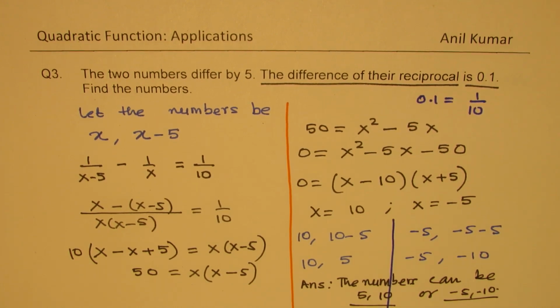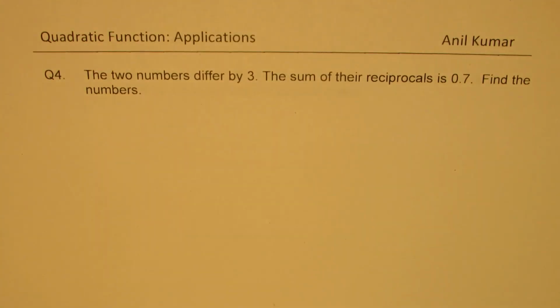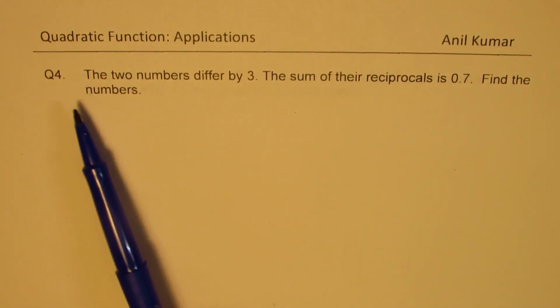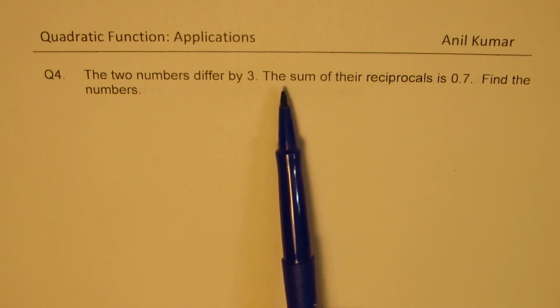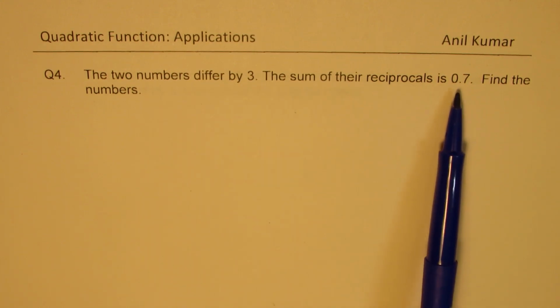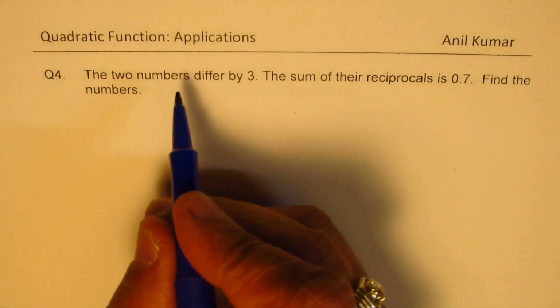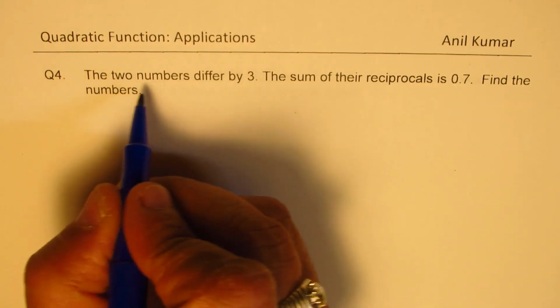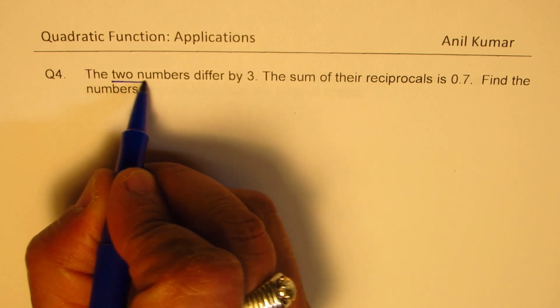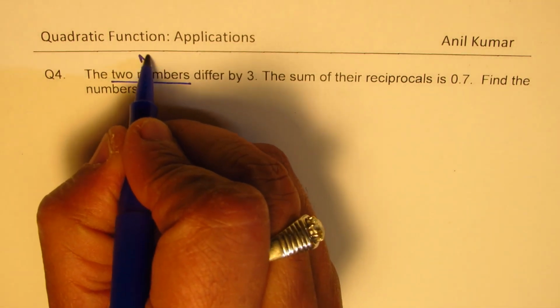Now the next question is very similar. So I'll actually change the next question a bit. And this question now is, the two numbers differ by 3. The sum of their reciprocals is 0.7. Find the numbers. Let me make a change here. So we'll say, when we say two numbers, we are saying natural numbers.